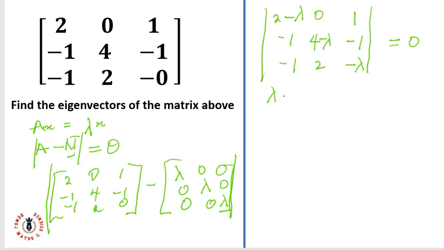You should come to lambda equal to 1, 2, and 3. These are the values of lambda you will get.